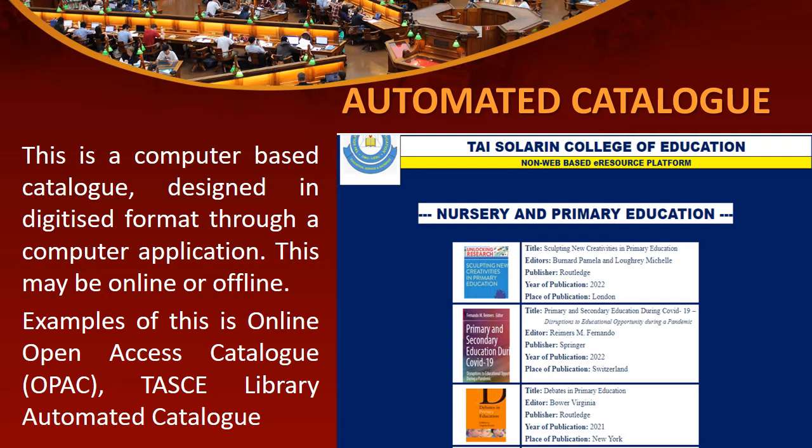This is an automated catalog. It is a computer-based catalog designed in digitized format through a computer application. This may be online or offline. An example of this is the Online Public Access Catalog, OPAC. Cascade Library OPAC is what you are seeing here, and as you can see, this is for nursery and primary education. That is, it is arranged by subjects. Okay, and you can see the titles of different books that are there.